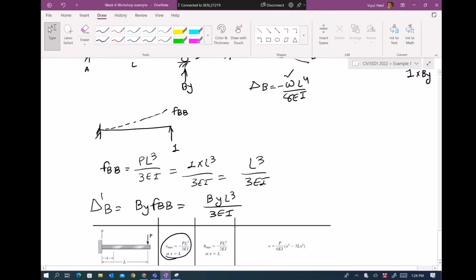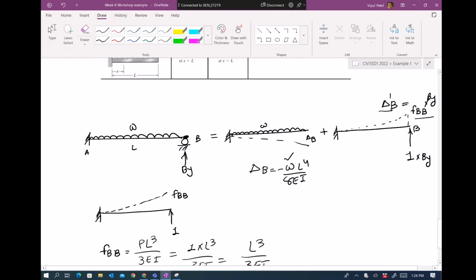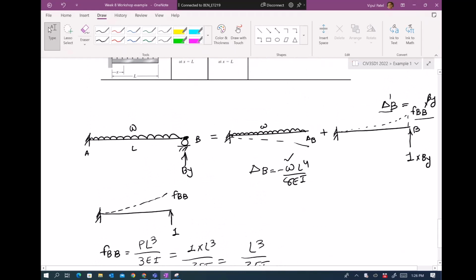Are we supposed to be using the formula, not the theta? No, we're dealing with deflections. Theta can be done in a complex way. Any questions there?